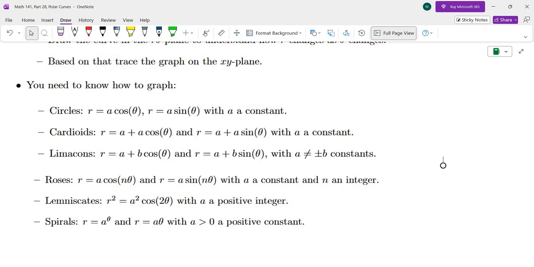We need to know how to graph roses, which are r equals a cosine of n theta and r equals a sine of n theta. n is an integer and a is a constant. You also need to know how to graph lemniscates, which are the curves of the form r squared equals a squared cosine of 2 theta, where a is a positive integer. And you also need to know how to graph spirals. Those are curves of the form r equals a to the theta or r equals a times theta. Both of these are spirals. This one spirals much faster because it is exponential.